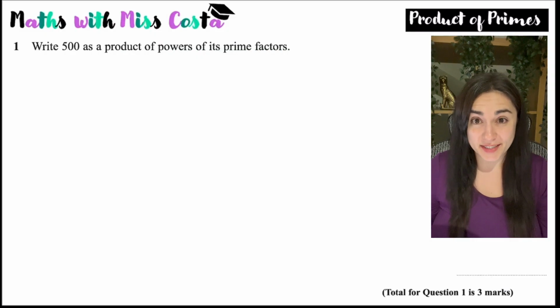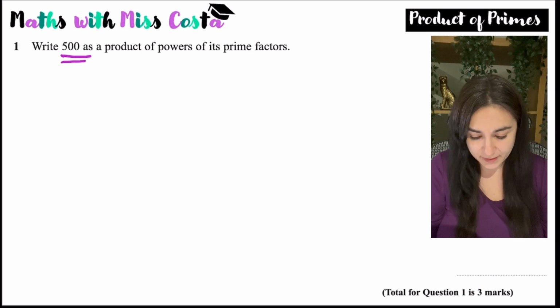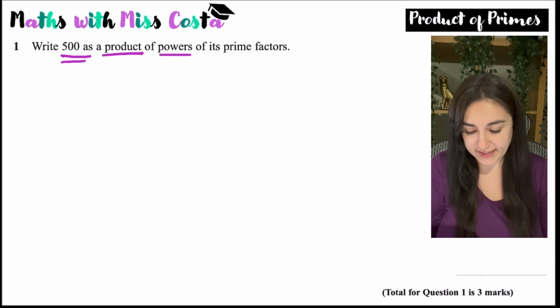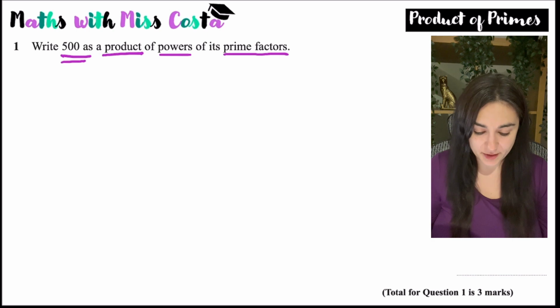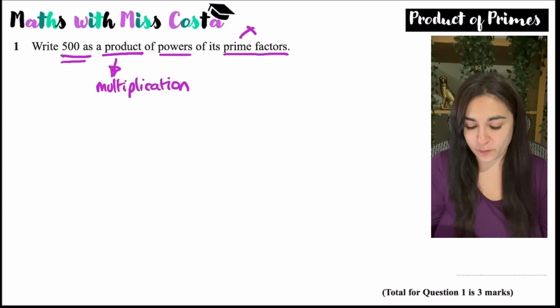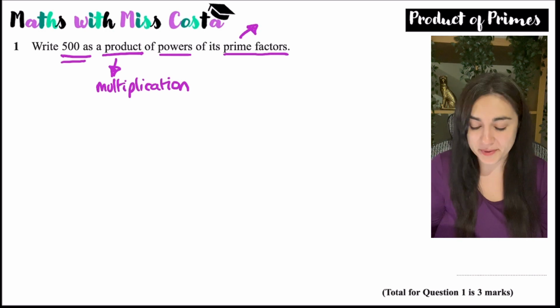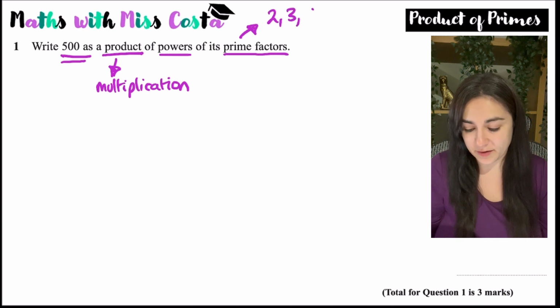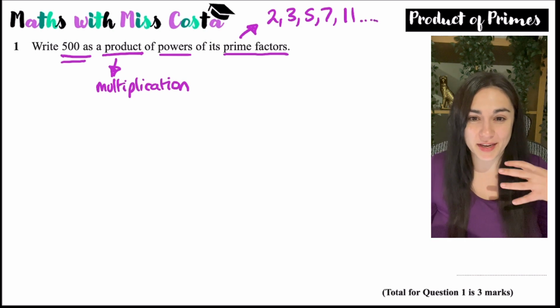Okay, so in this first question I'm being asked to write 500 as a product of powers of its prime factors. So there's a few keywords here. First of all, I'm being asked to write 500 as a product, which means as a multiplication of powers of its prime factors. So it's just helpful to quickly remind ourselves of the prime numbers. They're 2, 3, 5, 7, 11, and so on. So that's what we're going to be looking at.